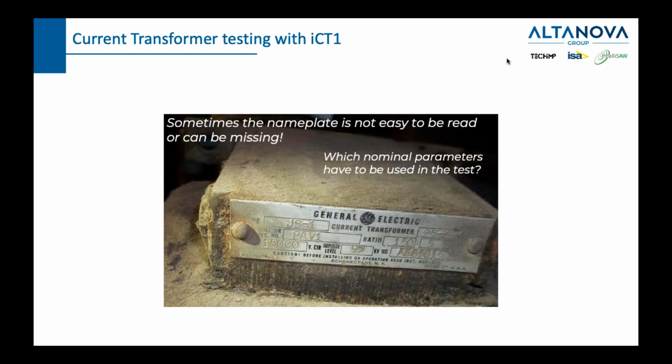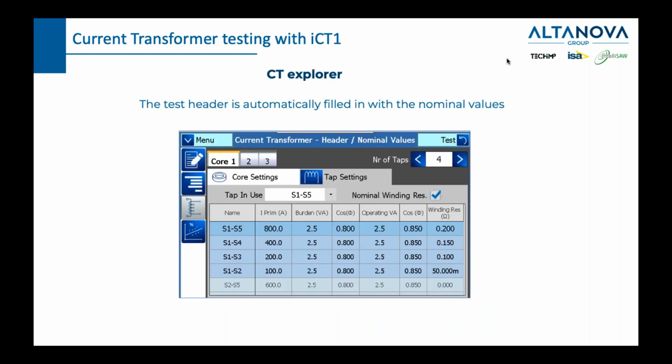Then the next function will be the CT Explorer. If we have a situation in which we don't know what the nominal values are, we connect our iCT1 and press start. We wait for about 2 or 3 minutes, and we get our result, and the nominal values of the CTs are filled in automatically. For this function, regretfully, I don't have any example, but I go for the next one, which is accuracy test.